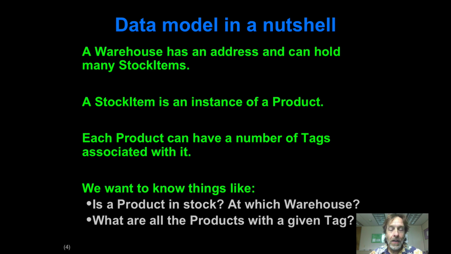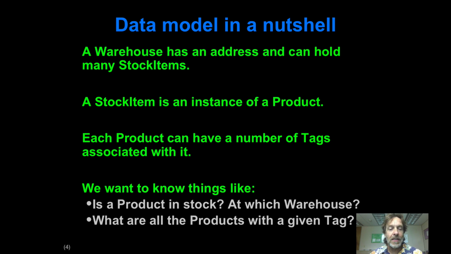So in a nutshell, our sample application is going to be a warehouse management application in a very simple way. You have warehouses. Each warehouse has an address, and a warehouse is filled up with stock items. Stock items are actually instances of a product. So your product might be Kleenex, and a stock item is a pallet of Kleenex boxes or whatever. And then you can have associated with each product any number of tags, which are descriptors about the product.